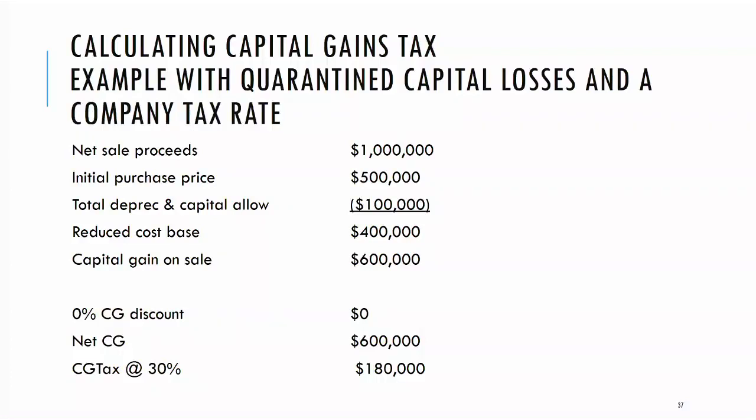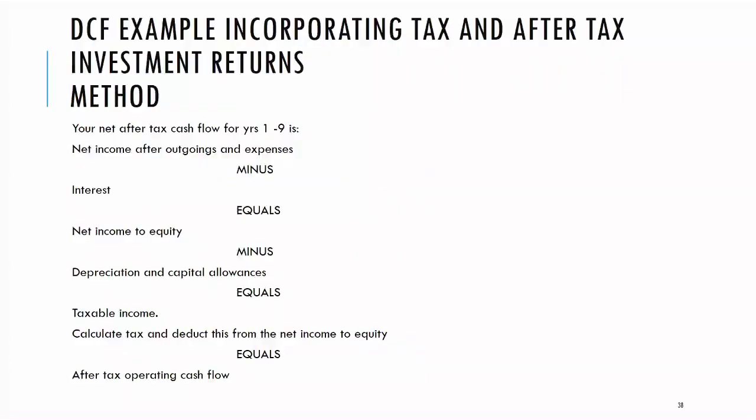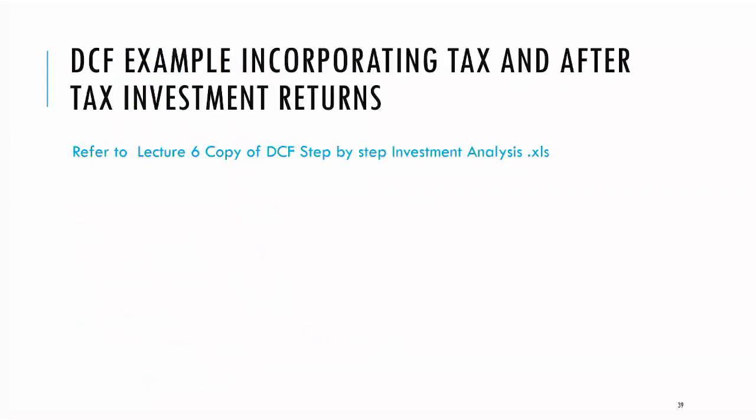If it is a company, the rate is 30%. Same example, capital gain is 600,000, no discount, you have to pay capital gain tax on the full 600,000 at the 30% rate. As you can see, this is the method you use. What about trusts?